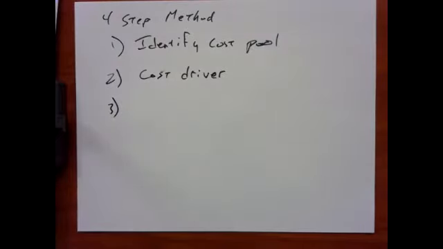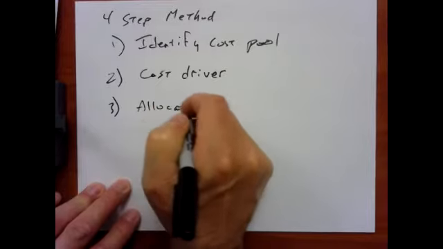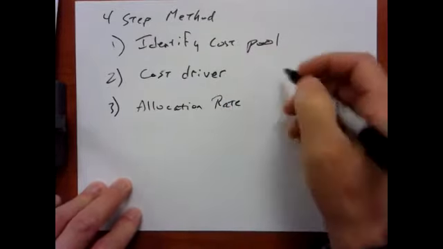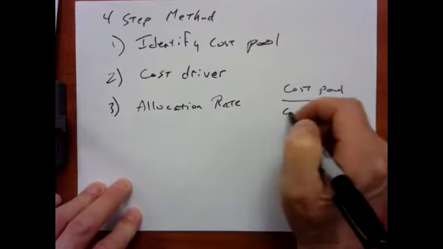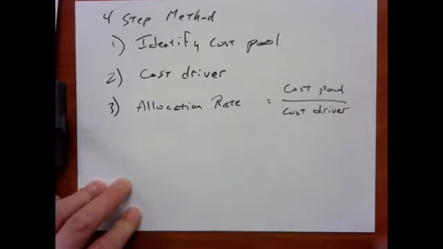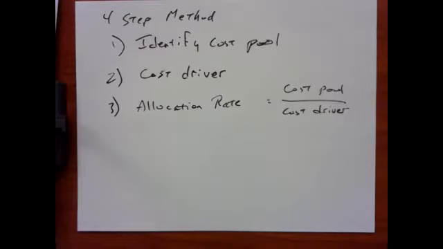Once we have identified the cost driver, we identify the allocation rate. That is basically just the cost pool divided by the cost driver. What we try to come up with is dollars of cost per unit of whatever the driver is. So going back to housekeeping, if it's square footage, we're going to say dollars of housekeeping divided by square footage. So we're coming up with dollars of housekeeping per square foot. If it is hours of housekeeping, which was our second driver choice, it could be dollars of housekeeping divided by hours of service. So you come up with dollars of housekeeping per hour of service.